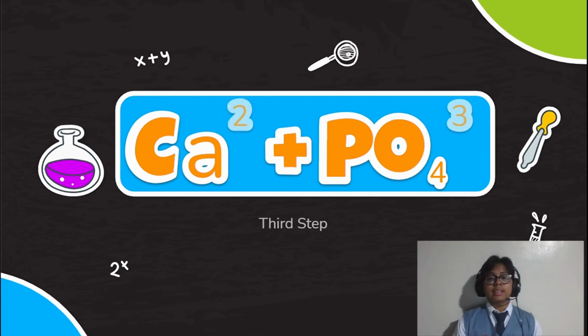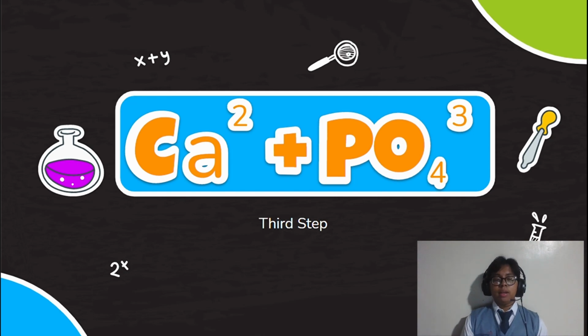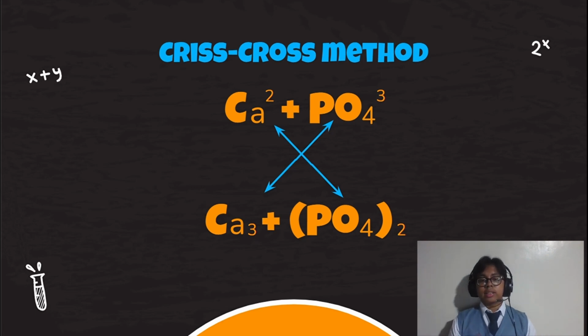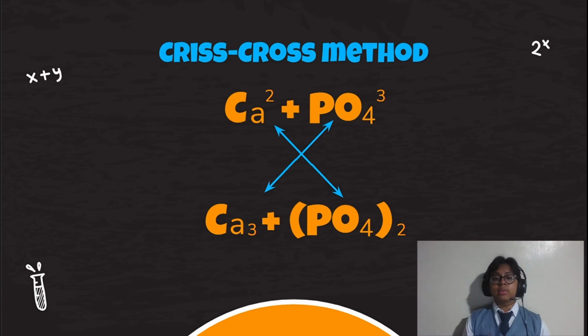Second, let us cancel the charges so that we can do a crisscross method. As of now, we have Ca raised to 2 plus, PO subscript 4 raised to 3 minus. Third, we'll use the crisscross method. Ca's charge will be given to PO4 and PO4's charge will be given to Ca.